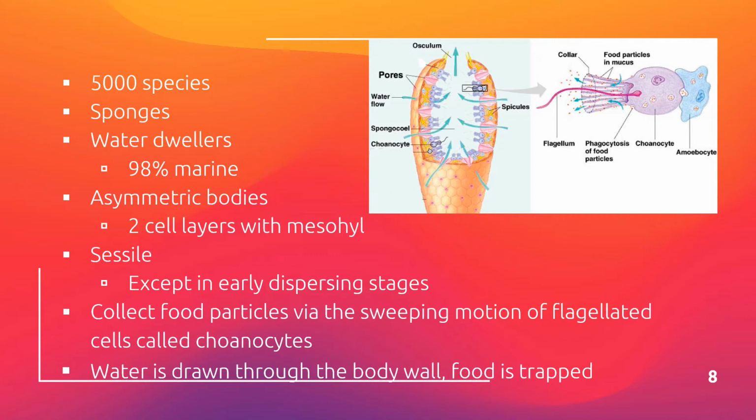As with most primitive organisms of kingdom Animalia, sponges only have 2 distinct cell layers with a mesoglial layer in the middle. They are sessile organisms except in their larval stages where they are easily dispersed. Sponges collect food particles via the sweeping of choanocytes and water drawn through the body well where food is trapped and then ingested.